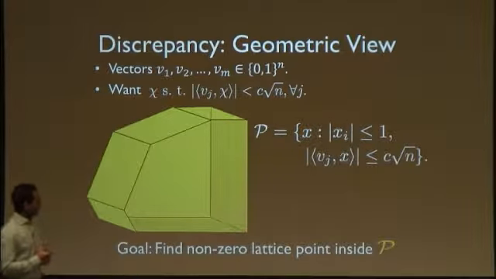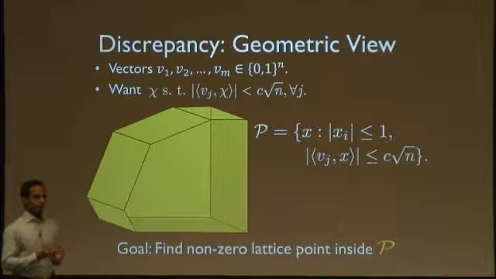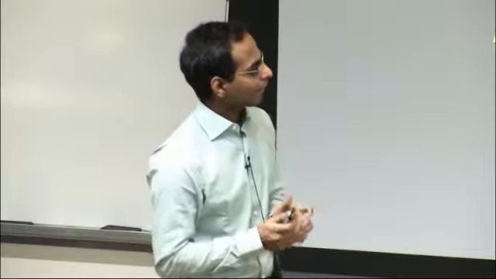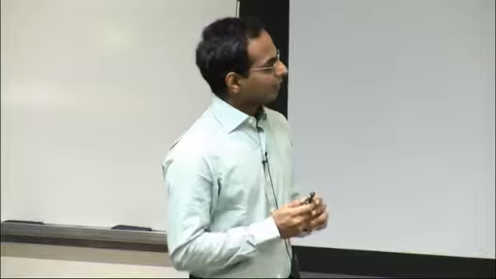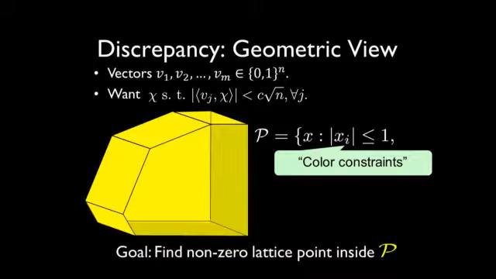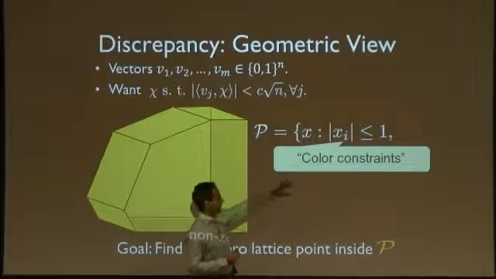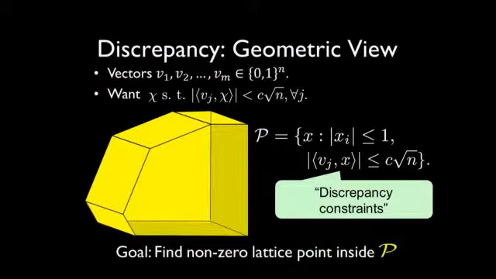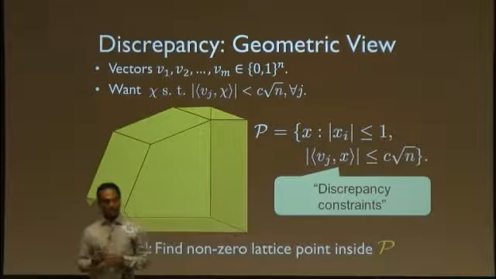And our goal is to find a non-zero lattice point inside this polytope. Not just a non-zero point, but an integral point which has many non-zero coordinates that would correspond to a good partial coloring. In the rest of the talk, I'll refer to the constraints of the form absolute value of xi at most 1 as color constraints, because that's where they come from. And the inner product constraints as discrepancy constraints, because they correspond to the discrepancy of the set system.